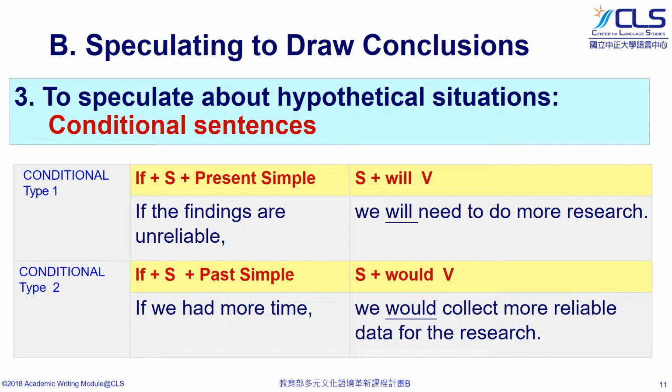Next, to speculate about hypothetical situations to draw conclusions, we can use conditional sentences with will and would in the main clause. As can be seen from the sentences, conditional type 1 with will and verb in the main clause and if and present simple tense in the if clause is used to show a real possibility, while conditional type 2 with would and verb in the main clause and if and past simple tense in the if clause is used to express an unreal possibility, which is extremely unlikely to happen at the present time. For more information about conditional sentences, please refer to the online course, Conditional Sentences.